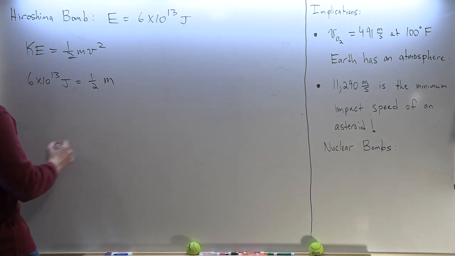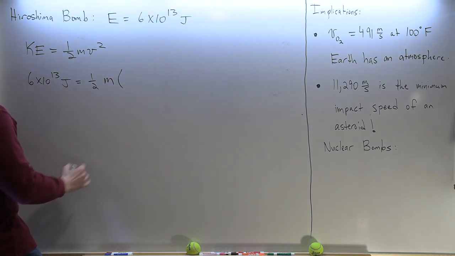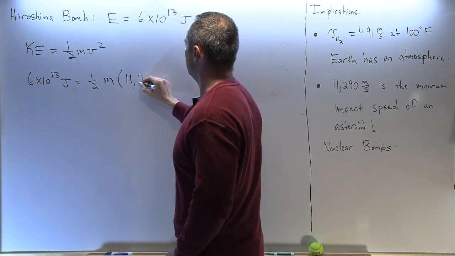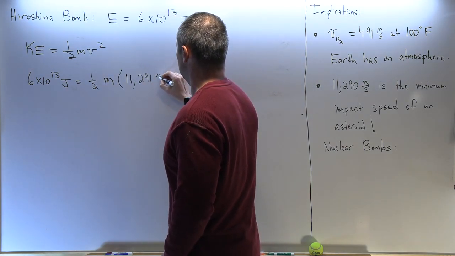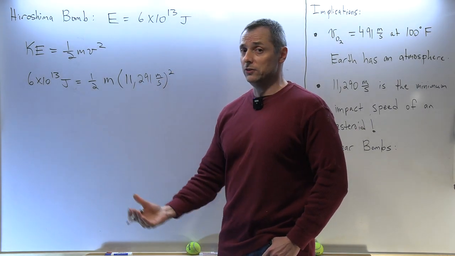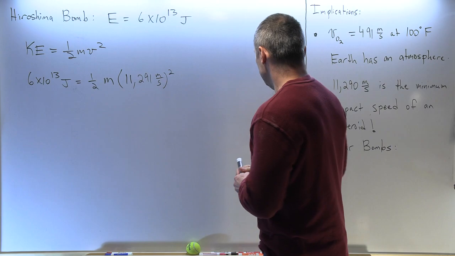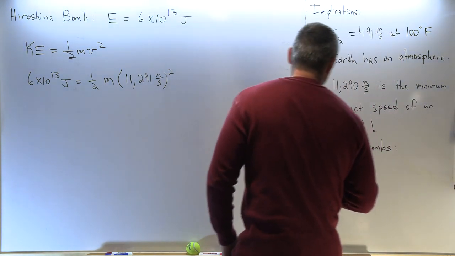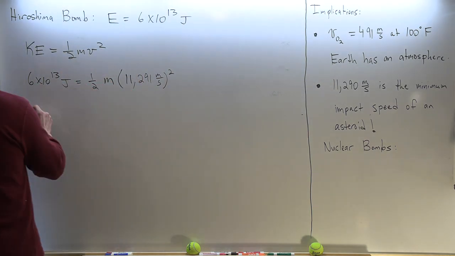And say m is unknown, but the speed that that asteroid is going to come in is the escape speed, because like I said, coming in, it'll come in with the same speed as if it were escaping. And you solve for m, and you would get about 941,000 kilograms.